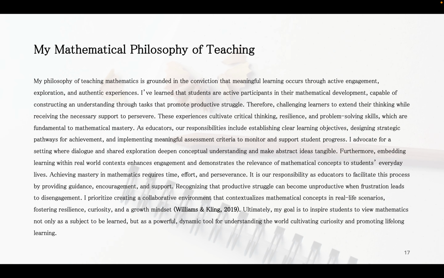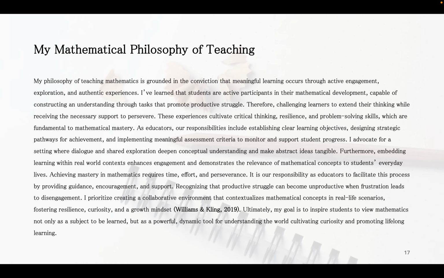As educators, our responsibilities include establishing clear learning objectives, designing strategic pathways for achievement, and implementing meaningful assessment criteria to monitor and support student progress. I really advocate for a setting where dialogue and shared exploration deepen conceptual understanding and make abstract ideas tangible. Furthermore, embedding learning within real-world contexts really enhances engagement and demonstrates the relevance of mathematical concepts to students' everyday lives. Achieving mastery in mathematics requires time, effort, and perseverance.